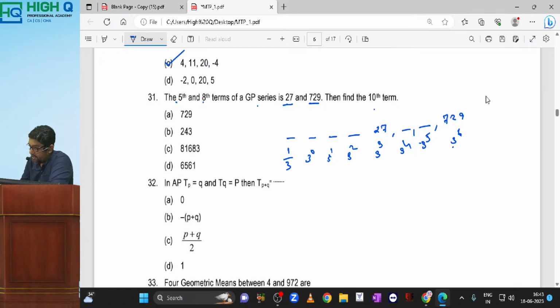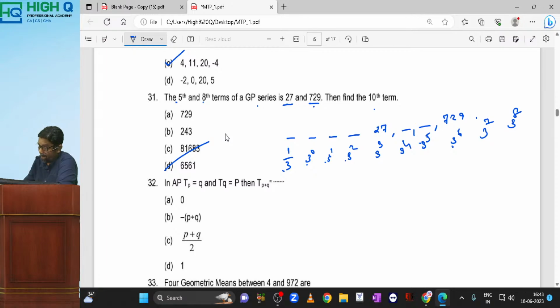So 3 power 6. First term, 1, 2, 3, 4. So what is it? 8th term is 729. 9th term is going to be 3 power 7. 10th term is going to be 3 power 8. Direct answer: 729 into 3 into 3. 6561.